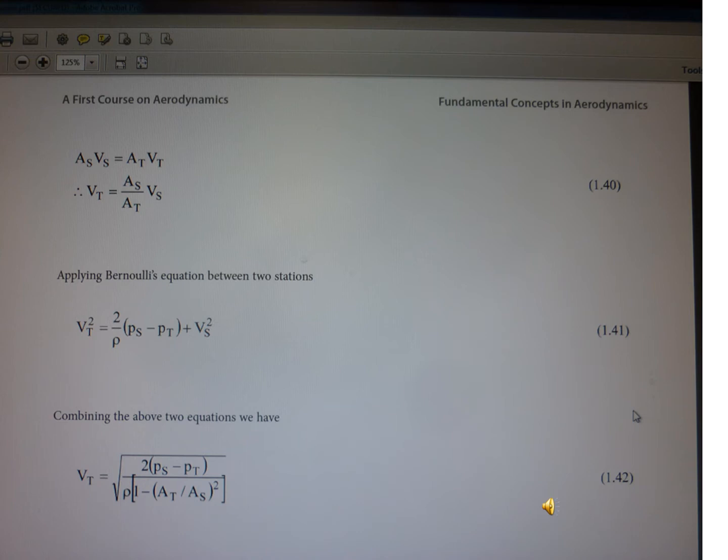So VD square is equal to 2 by rho multiply PS minus PD plus VS square. So VD equal to the square root of 2 multiply PS minus PD divided by rho multiply 1 minus AD divided by AS, the whole square. So that equation we can get.